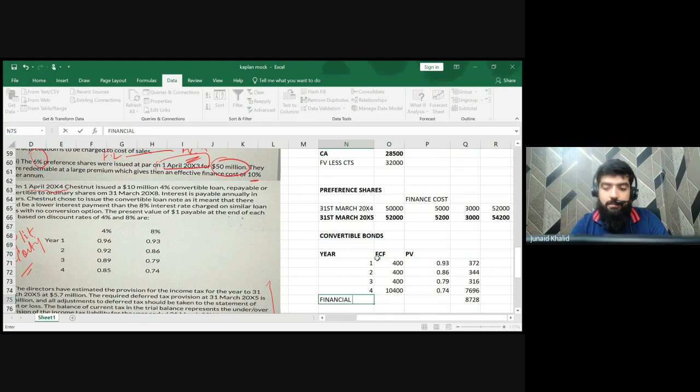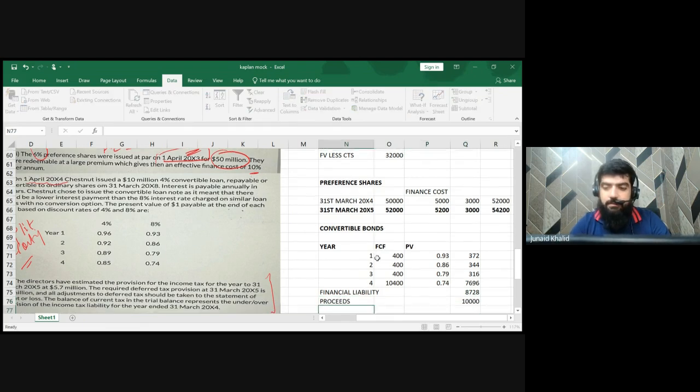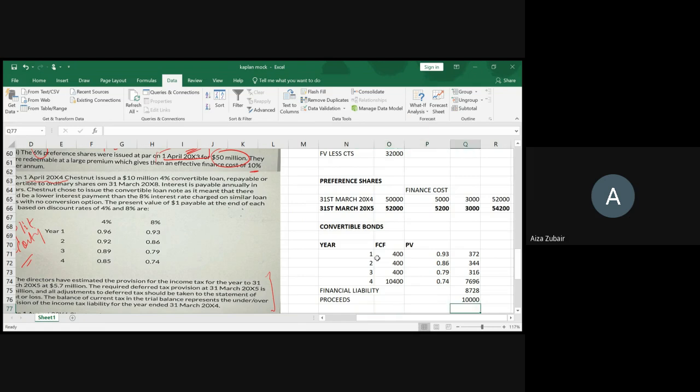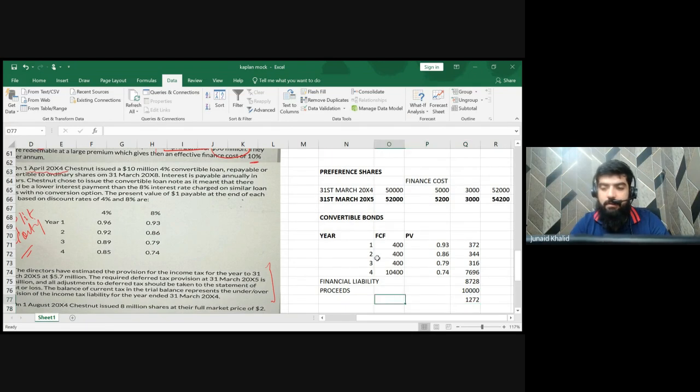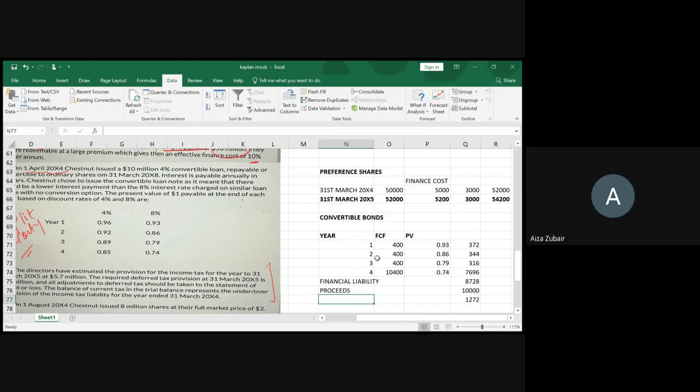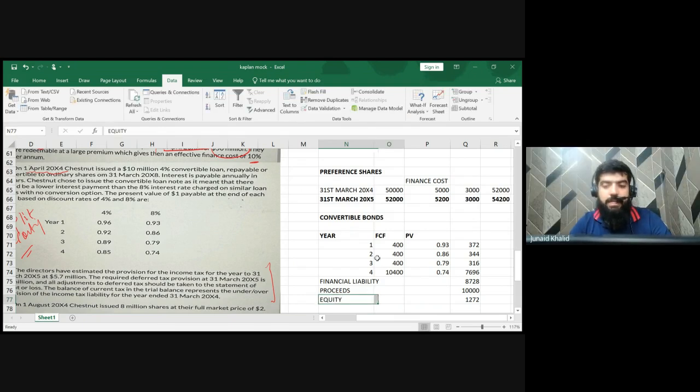Remember, it's an initial liability. And if we deduct the proceeds out of it, the proceeds are 10,000, so the difference amount will be known as what? Equity. Excellent. But this is not the end.